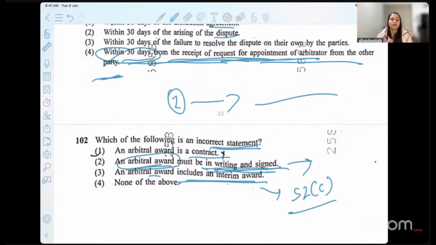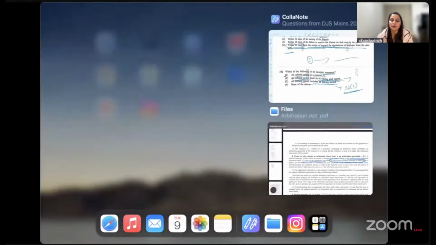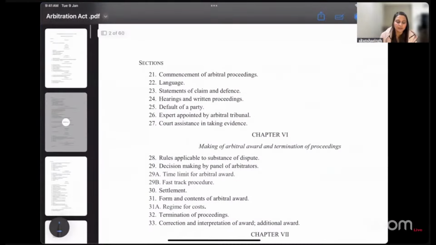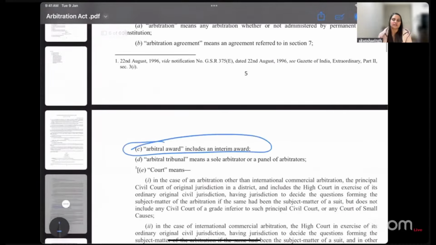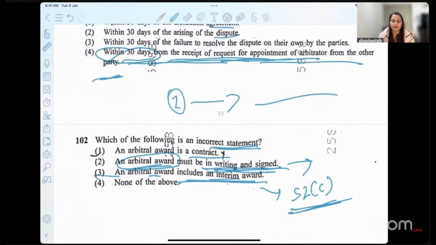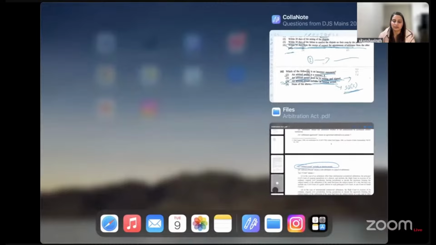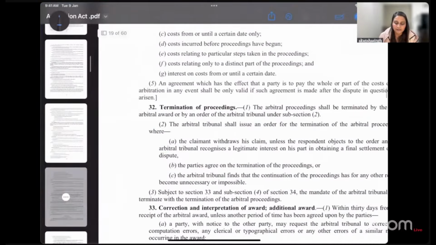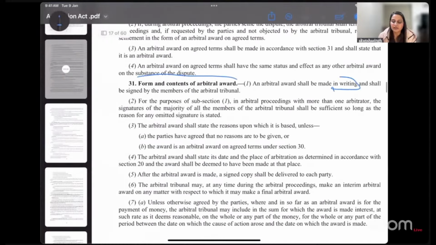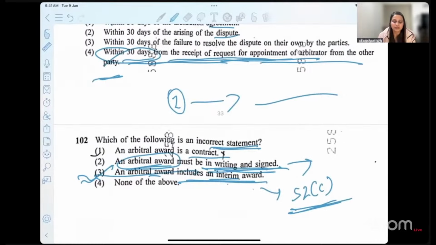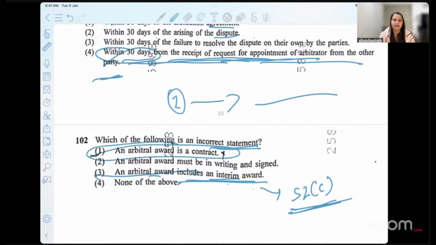Let me take you to this provision also, wherein we can see section 2C as well as section 31, to understand the form and content of the arbitral award. Section 2 clause C very clearly says an arbitral award includes an interim award. That is the last option given to us. So we know that option 3 is correct, and we have to find the incorrect statement. Then we quickly go to section 31, which talks about the form and content of the arbitral award. The arbitral award has to be in writing and signed by the members of the arbitral tribunal. Is that what is written here? Yes. An arbitral award must be in writing and must be signed. So what is the incorrect statement? This is the incorrect statement.